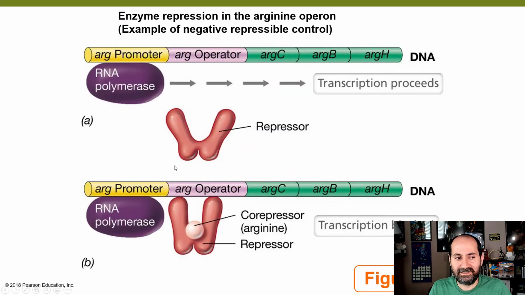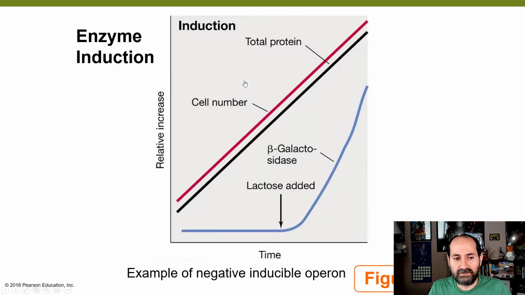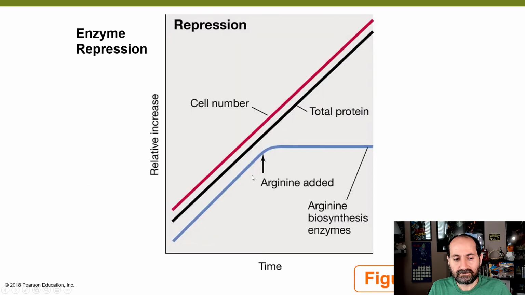Let's look at an example here. Arginine operon. So this is called the arginine operon. Remember the arginine operon? We talked about it before. I just want to show you this. Remember arginine, as the cells increased in number, the total protein increased in number. Your arginine, remember, this gene is normally on.